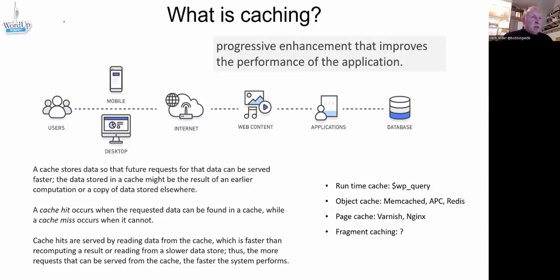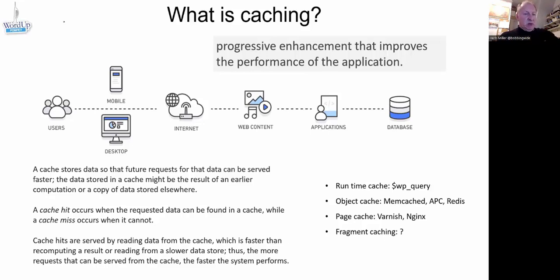So the definition below I've shown there for a cache storing data was cribbed straight out of Wikipedia. And so when you're visiting a website and you ask for some data, you'd either get a hit where it's served up from the cache, or you get a miss where it's not served from the cache, or it would have been a hit, but for some reason it's decided to bypass that, so you get the stuff served from the system itself. So the reason you do caching is progressive enhancement that improves the performance of the application.